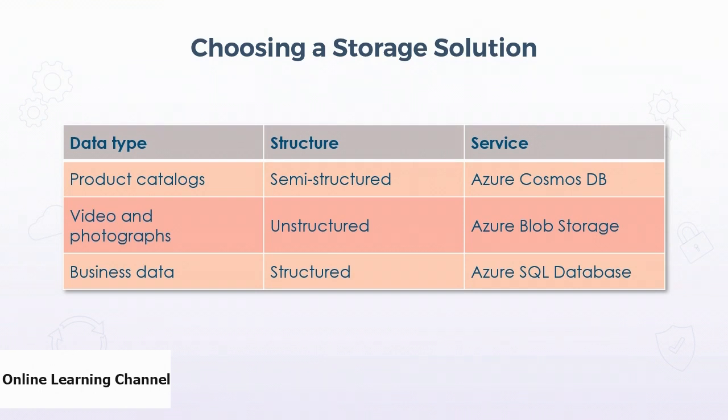Meanwhile, if you have photos and videos, you're talking about data that's totally unique from one file to the next. And that's what we call unstructured data. In Azure, Blob storage is a really good service for unstructured data. And then, if you have business data where everything is well defined and properties and relationships are configured and set, then you're really talking about structured data. And the best data service for handling structured data in Azure is Azure SQL.